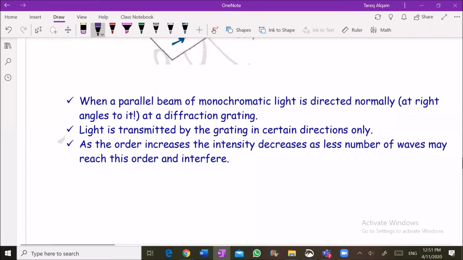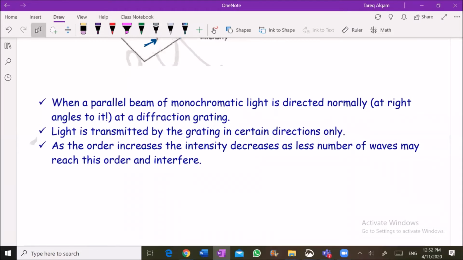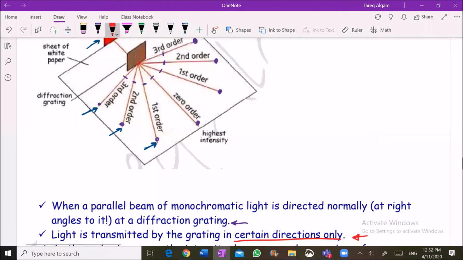When a parallel beam of monochromatic light is directed normally, at right angles, at a diffraction grating, light is transmitted by the grating in certain directions only. As the order increases, the intensity decreases, as fewer waves may reach this order of interference. Later on we'll discuss that. As we mentioned before, the central one, or the zero order, has the highest intensity because all of the waves reach this point.